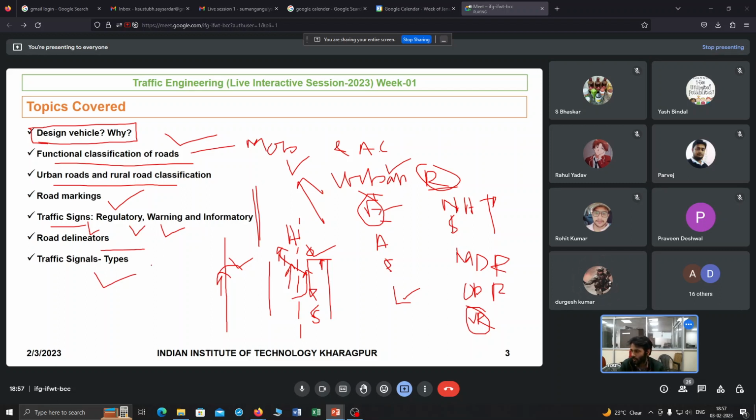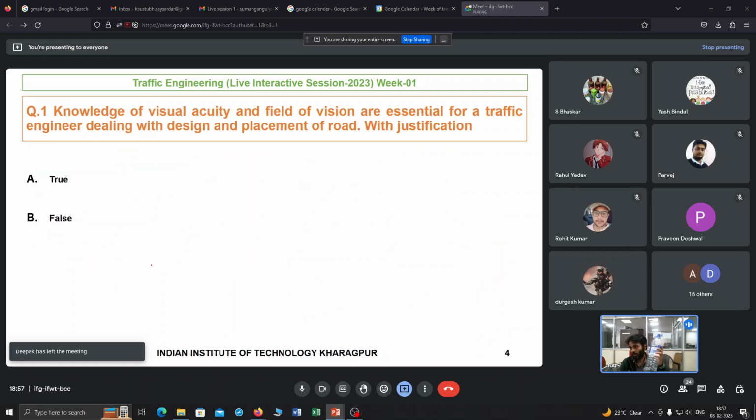So this sums up the whole syllabus that is covered in week 1 of basic traffic engineering, these elements and components, right? Next we will just discuss these questions. Some maintenance questions are there. We will try to discuss them.